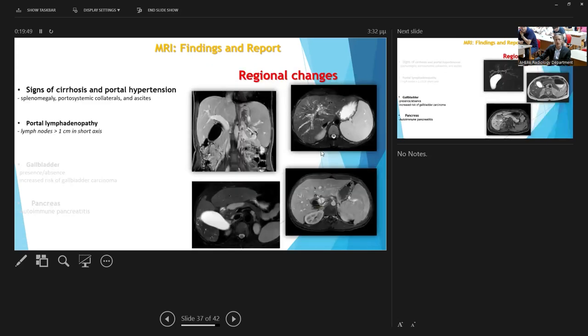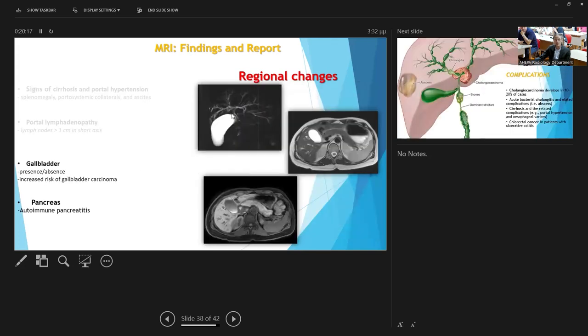We should not look only at the liver, but we should look also outside the liver for some complications derived from cirrhosis, like the portal hypertension, the splenomegaly, development of ascites and the portosystemic collaterals, while the portal lymphadenopathy is not so common in primary sclerosing cholangitis, but it is more common in primary biliary cirrhosis.